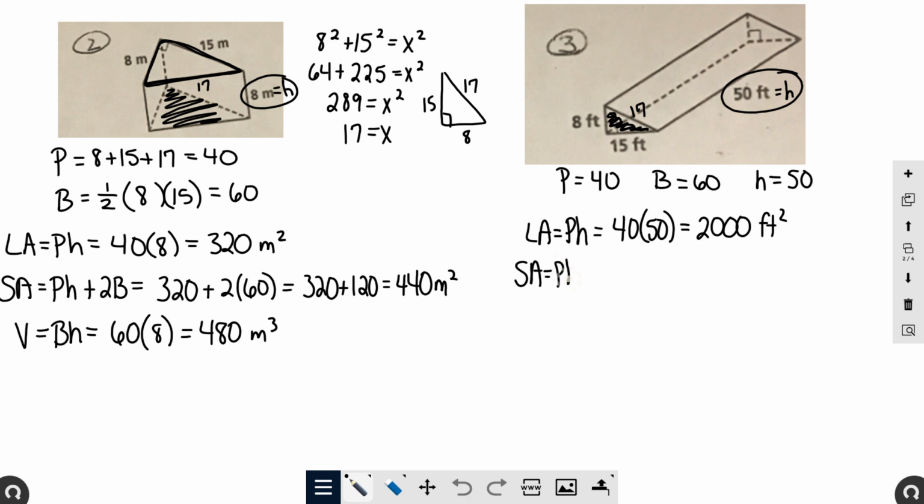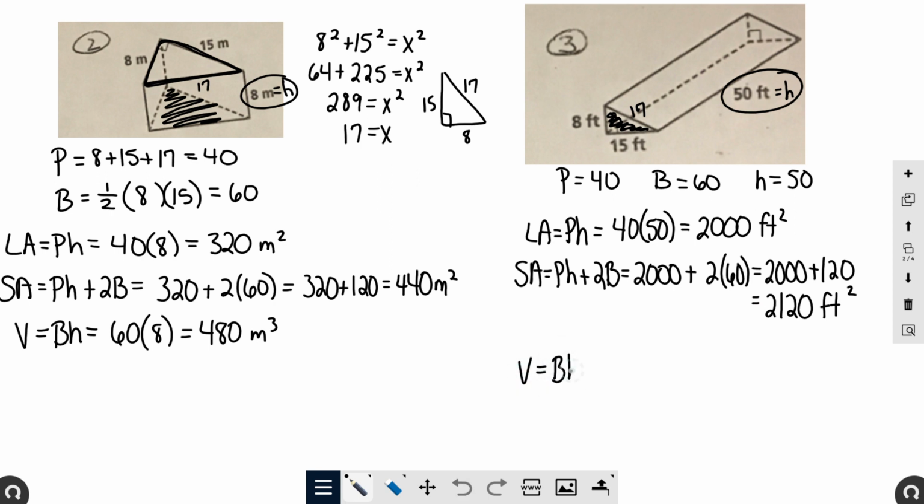Surface area is PH plus 2B, so it's going to be our 2,000 plus 2 times 60, which was 120. So 2,000 plus 120 is... That's right. Don't forget your feet squared. Very good. And the last one is volume. BH. So 60 times 50. 3,000 feet cubed. Very good.